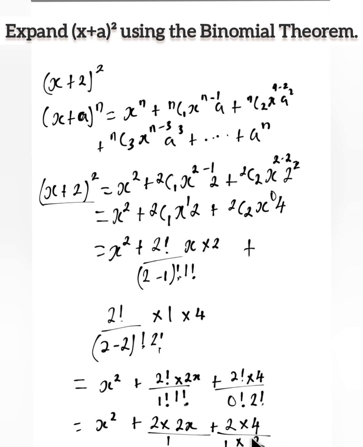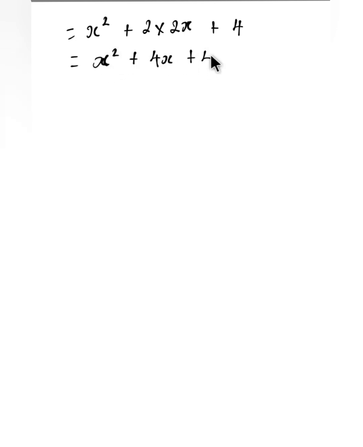So from here, 2 will cancel 2. So if we move over to the next page, we have x squared plus 2 times 2x plus 4. So this is what we have now. If we simplify further, it becomes x squared plus 4x plus 4. So this is expansion, which implies that (x plus 2) all squared is equal to x squared plus 4x plus 4.